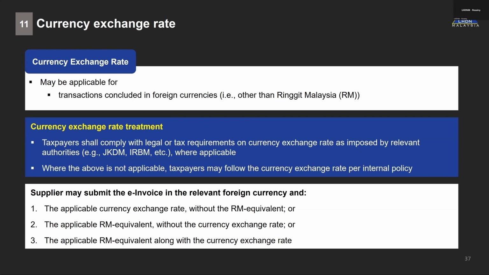Next is currency exchange rate transaction. If your transaction involves different currencies, you need to key in the foreign currency exchange rate data column in the e-invoice. Seller needs to convert the amount and enter the equivalent value in Malaysian ringgit. Seller must ensure to adhere to legal or tax requirement regarding foreign currency exchange when applicable. Unless there is none, seller may follow its own internal policies to determine the exchange rate.